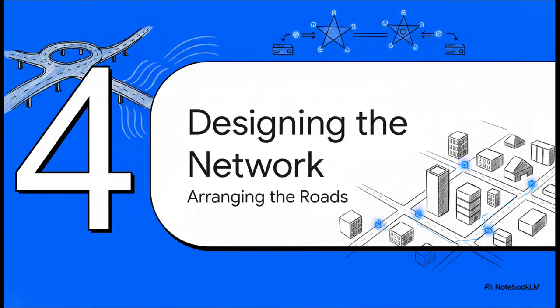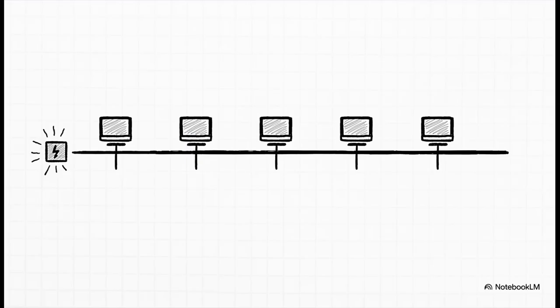So we have our road materials, our physical cables, and our wireless airwaves. But just having a bunch of roads doesn't make a city, right? You need a plan, a map, a blueprint for how to connect everything together so it all works. In the world of networking, we call this city plan a topology. So let's look at one of the simplest city plans ever, the bus topology.